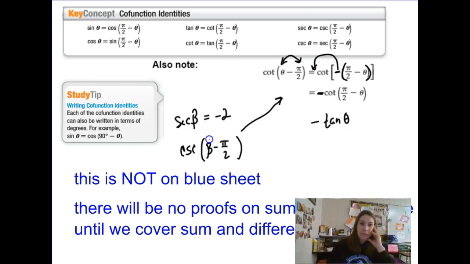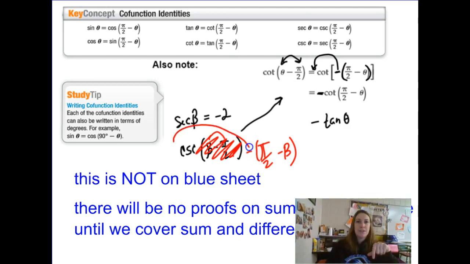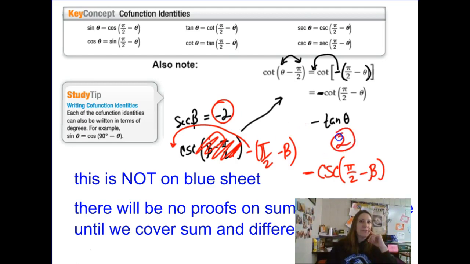So what we're going to need to do is factor out the negative from here. And then when you factor out the negative, you can reverse the order. So pi over 2 minus beta. So with that negative pulled out in front of the angle, remember cosecant is like sine, so it's odd, so this negative is going to come out in front of this. So it's negative cosecant of its complement. So if the secant was -2, negative cosecant will be +2.